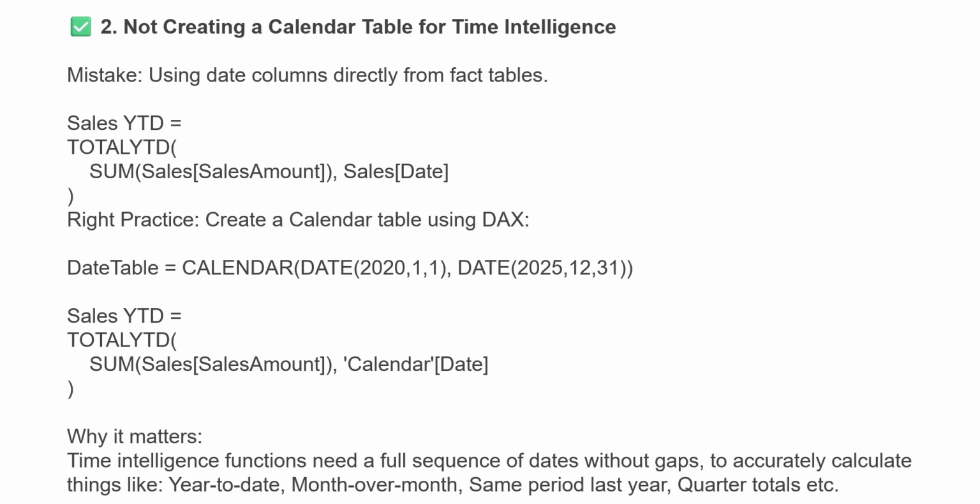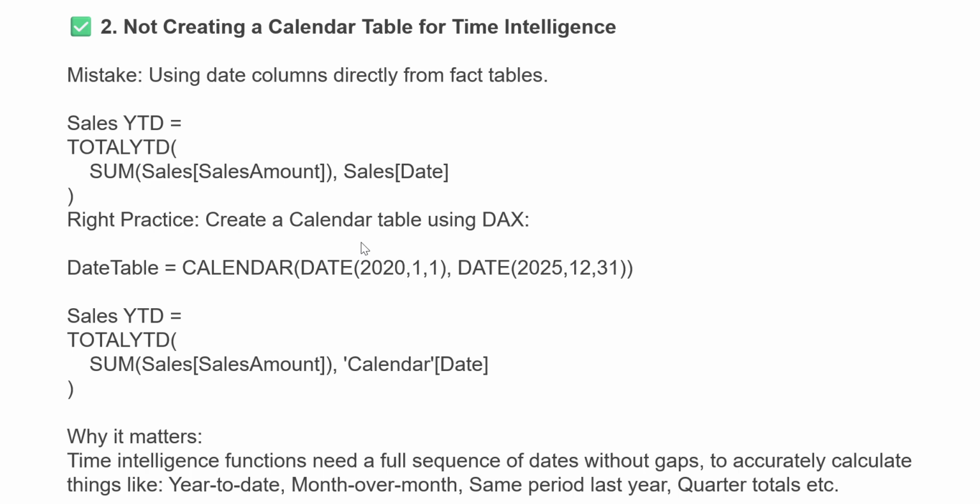The mistake is using the date column directly from the fact tables. It means we use only the main tables and create different types of measures related to time intelligence functions from them. It is not good practice. For example, Sales YTD equals TOTALYTD of the sales amount, used on the main fact table. This is the mistake.